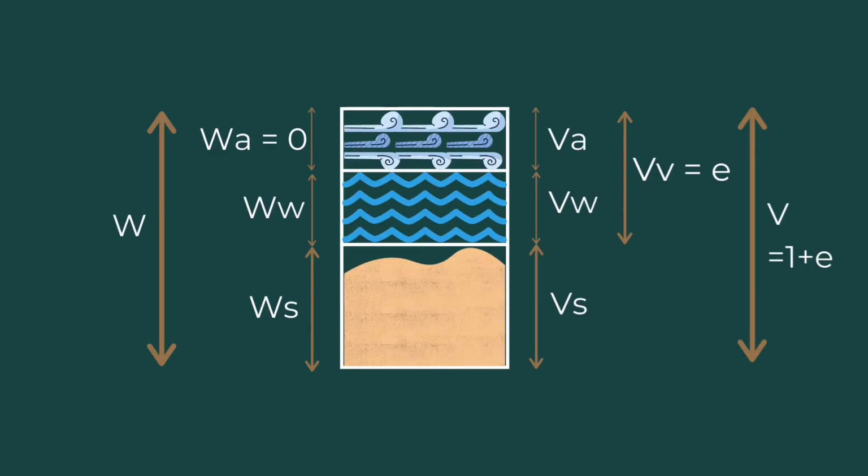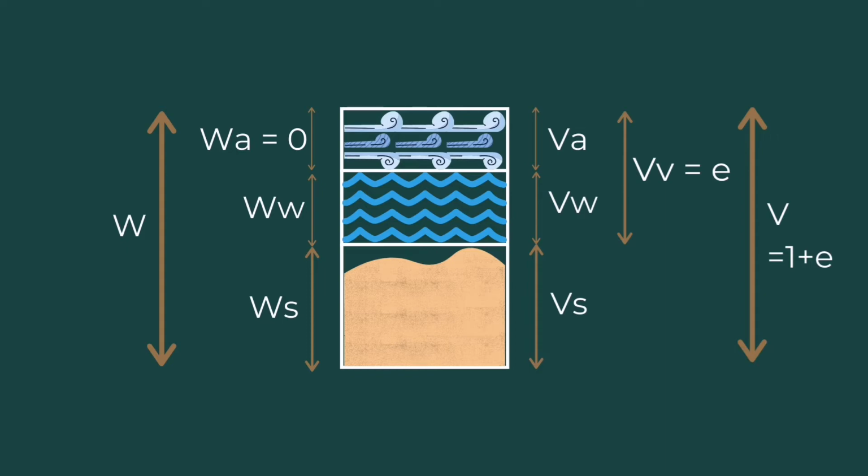Maiintindihan natin to sa tulong ng illustration, which is this one. Isipin natin na ito ay isang cross-section ng soil composition which is divided into three portions. The top portion is the air, the middle portion is the water, and the bottom portion is the solid. And makikita natin on the right side is the volume and left side is the weight. Let's start with the left side first.